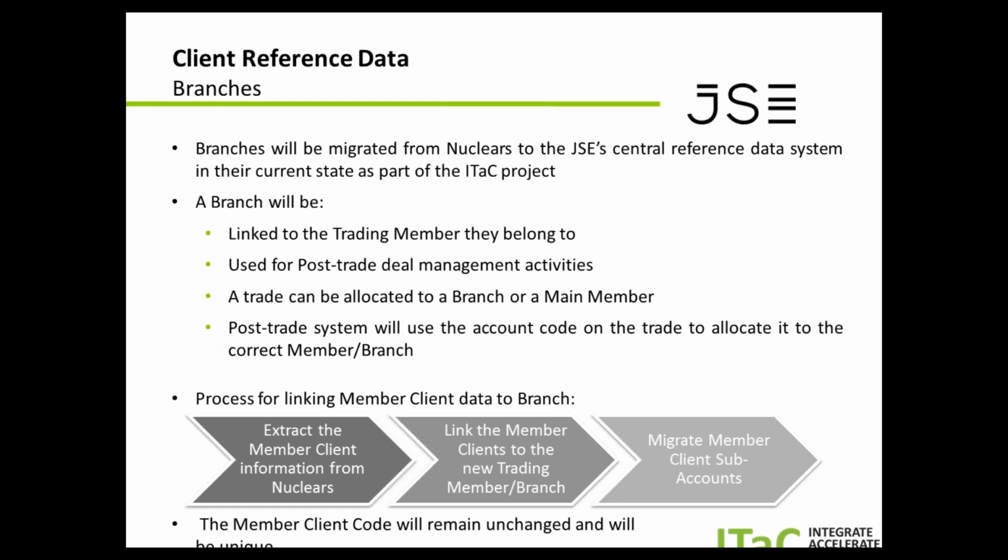The way it's going to work, the trade will be allocated to a branch or to the main member, and the deal management and clearing system will use the account code on the trade to do the allocation to the correct branch or to the member.